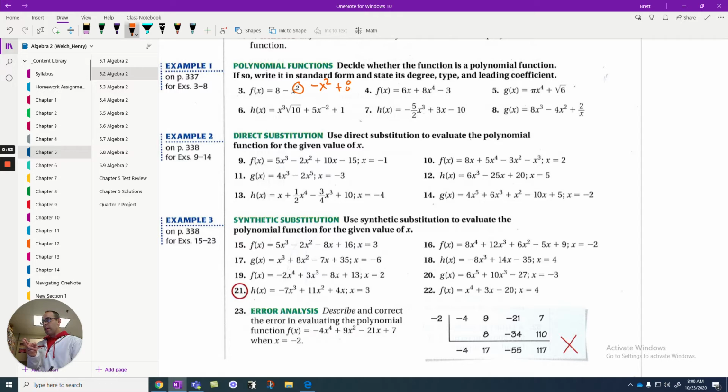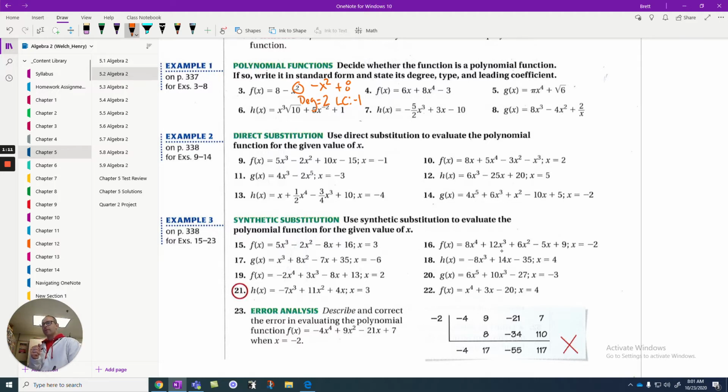The degree is the biggest exponent, which is 2. Okay? And the leading coefficient, the LC, is the number in front of that term, which would be negative 1. That's how question number 3 should be answered.